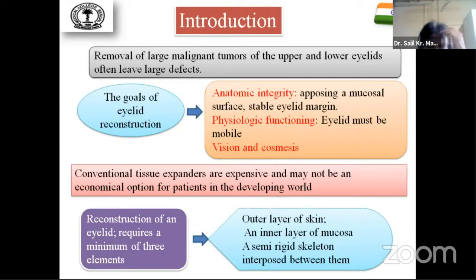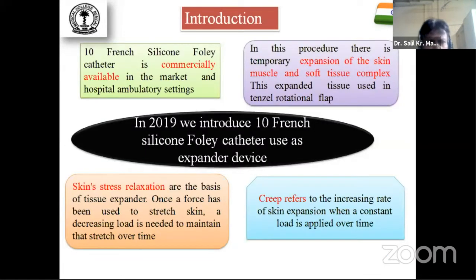Reconstruction of the eyelid requires a minimum of 3 elements: outer layer of skin, inner layer of mucosa, and a semi-rigid skeleton interposed between them. The 10 French silicone Foley catheter is commercially available in the market and in the hospital ambulatory setting. In this procedure there is a temporary expansion of the skin muscle soft tissue complex. This expanded tissue is used in a tangential rotational flap.